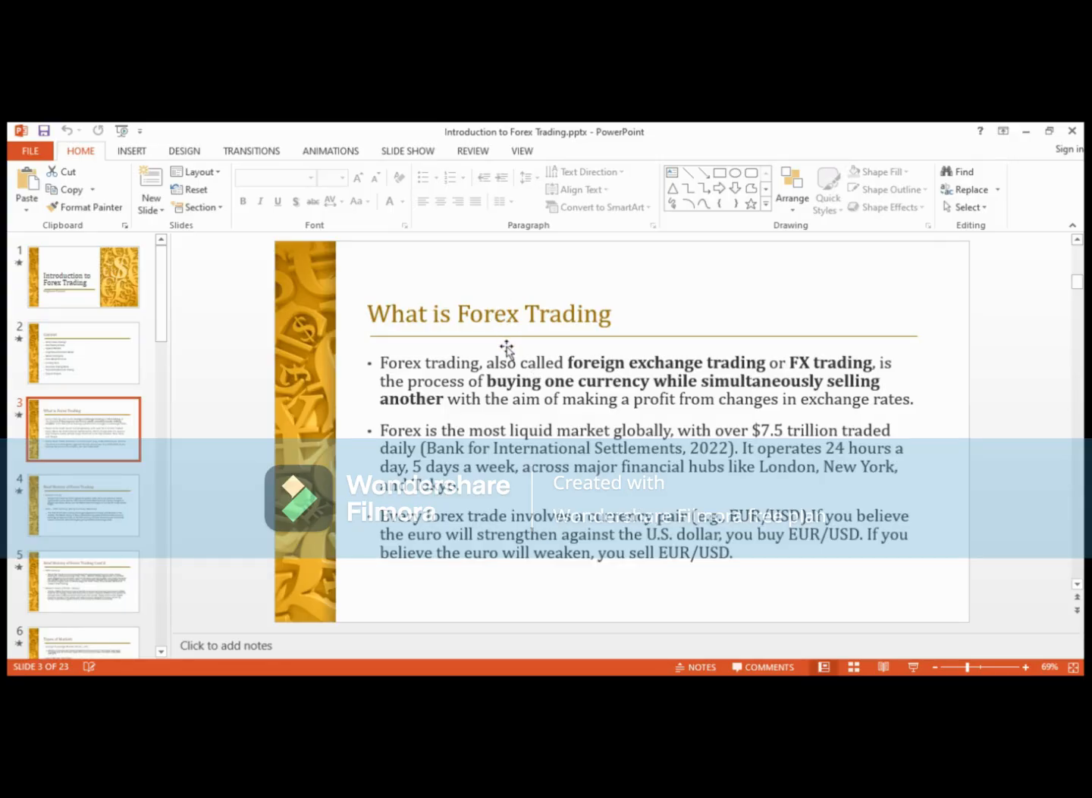Every forex trade involves a currency pair. If you believe the euro will strengthen against the dollar, you buy the EUR/USD. If you believe the euro will weaken, you sell the EUR/USD.